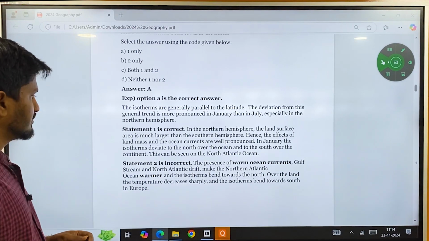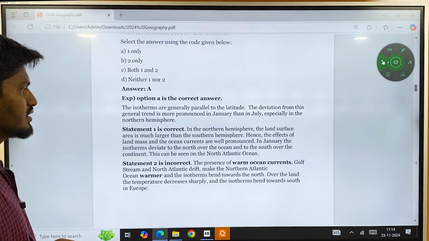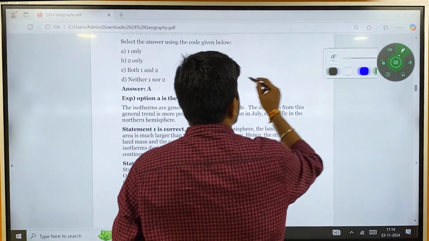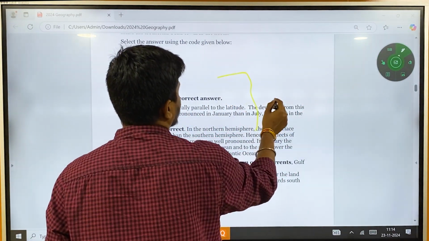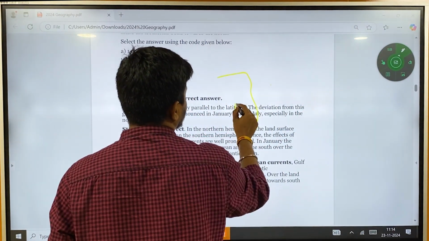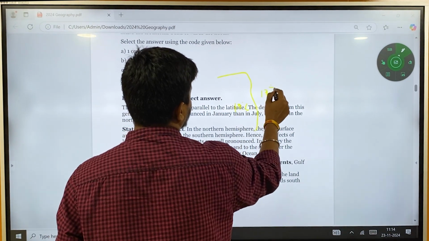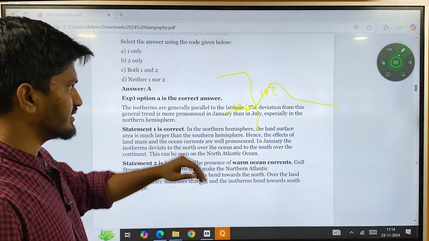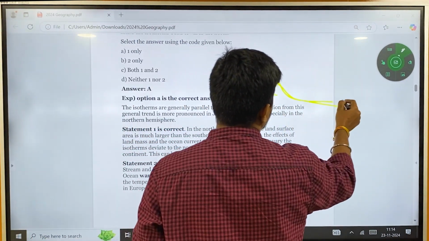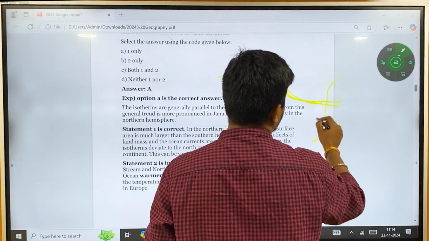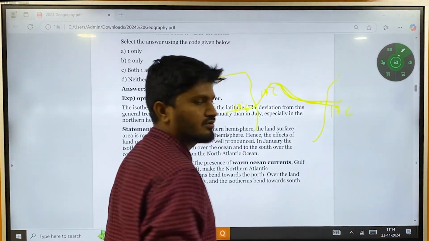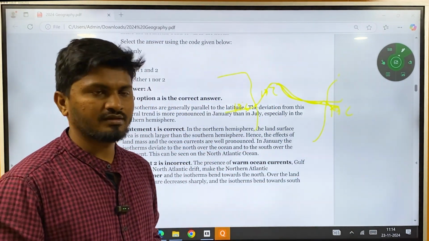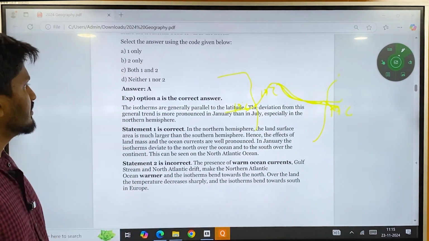Okay, so this can be seen in the northern Atlantic Ocean. It means that the temperatures at the continent and the ocean are the same, so if it is 17 degrees here, it will be 17 degrees here, meaning the isotherm drifts to the north over the continents. And when it comes from ocean to continent, again 70 degrees Celsius will be below, it will come down again. Okay, so this is about statement number 1.